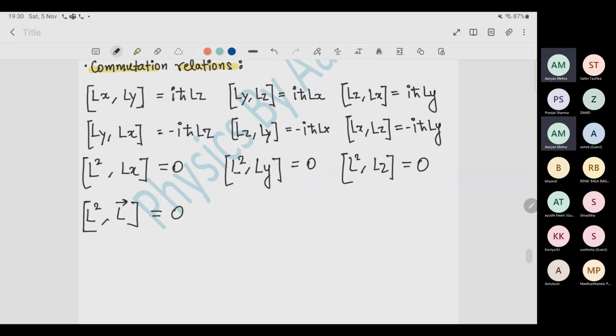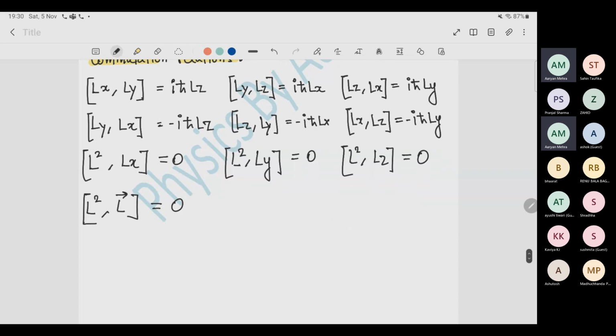Now, if I'm saying the commutation relation between L square and Lx is 0, what does it mean? Can you measure L square and Lx at the same time? Yes, sir. I want to confuse you. Yes or no? We can, because they are commuting, they are compatible. 100%. Whatever information we have, it's correct.